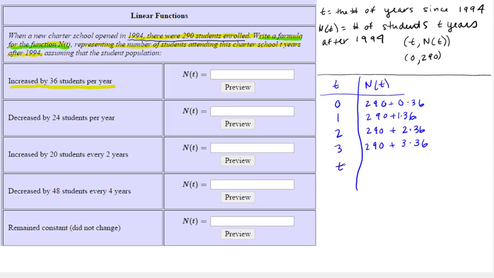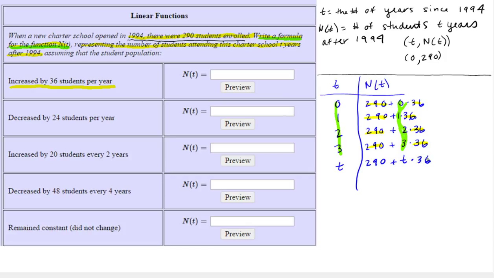So now let's look for patterns to make a general formula. So I'm going to put t here for a general formula. And notice that in every single case, we have 290. And in every single case, we have 36. But what's changing is the number we multiply 36 by, and notice that directly corresponds to the t value. So we could say that in general, n of t is 290 plus whatever t is times 36.